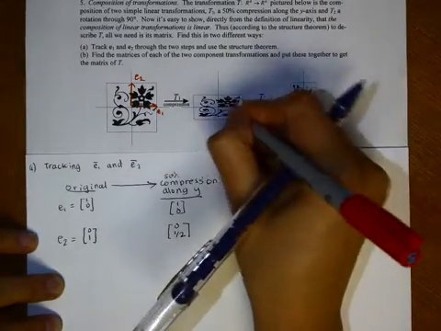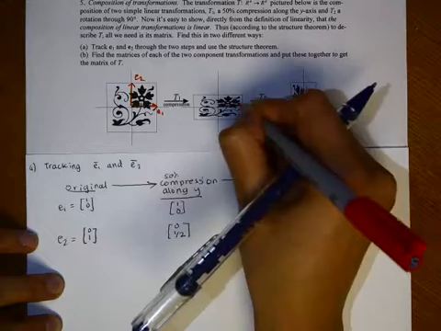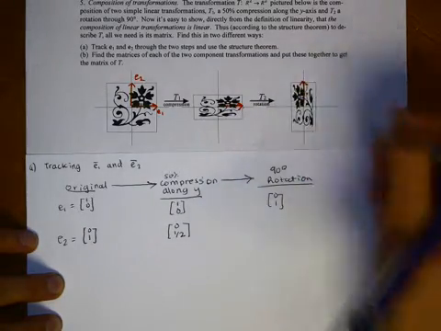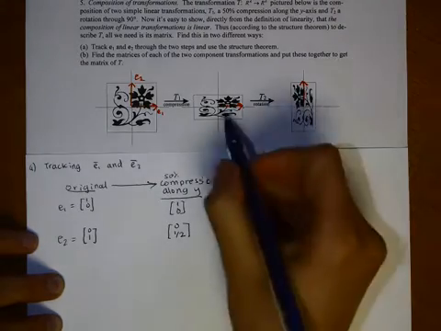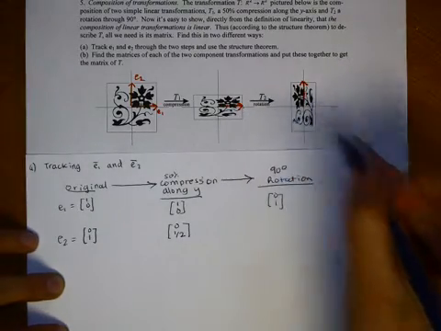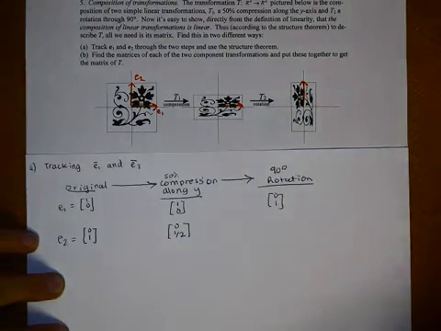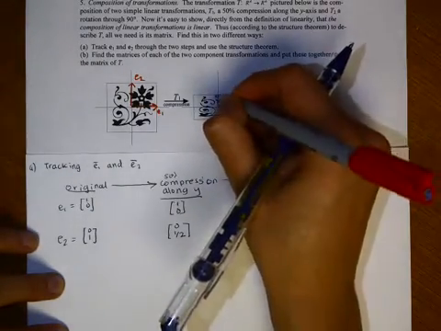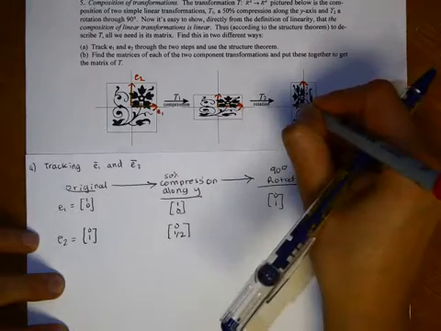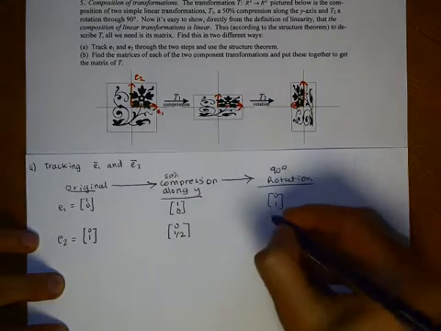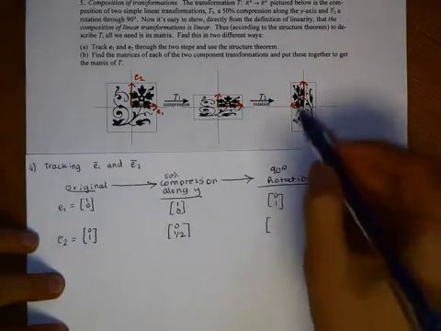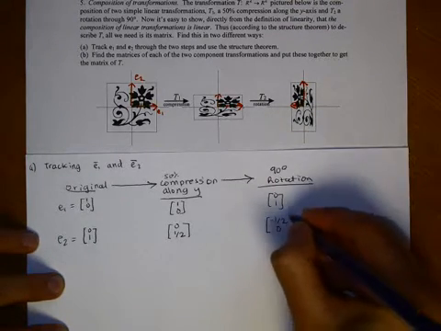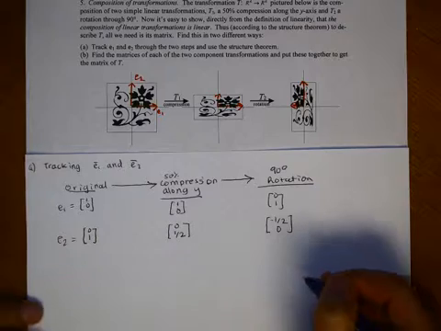So let's just trace those. So E1 goes there, then it gets rotated up that way. And you can see here it stays the same length. Now for our E2, it's been squished there, and now it gets rotated over there. So now we have negative a half for our x value, and we have nothing, 0 for our y value.